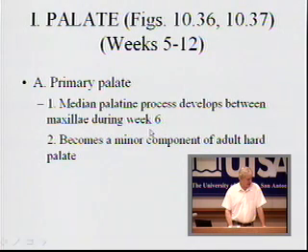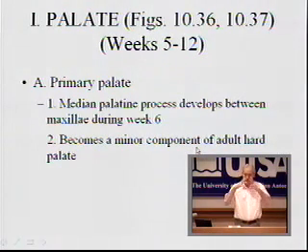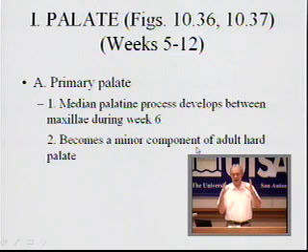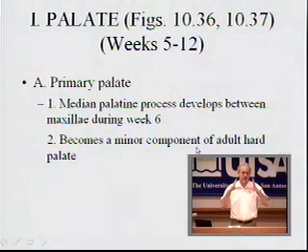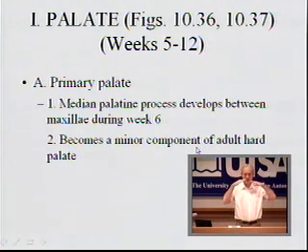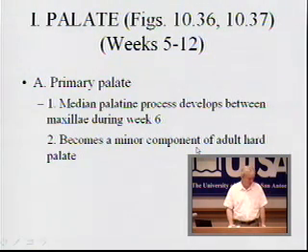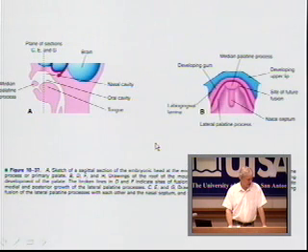So this will begin in week 6, and then it becomes a minor component of the adult hard palate as the head grows and develops. So we'll see images where the tongue is occupying most of the oral cavity and even pushing up into the primordial nasal cavity. And later, as the head and face begin to develop and elongate, the tongue will be lower and the nasal cavity will be formed when the hard palate closes off the two cavities, the oral and the nasal cavity.